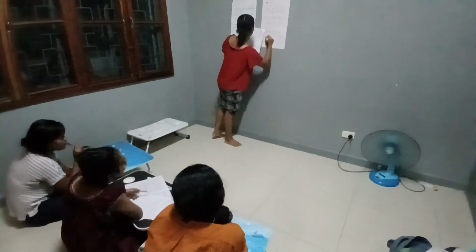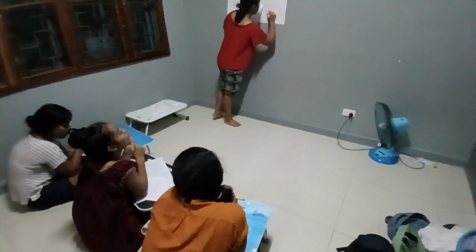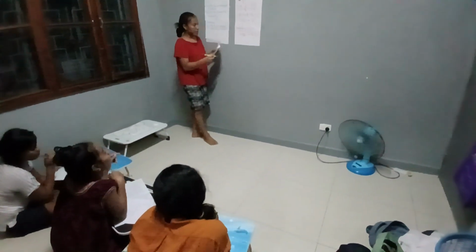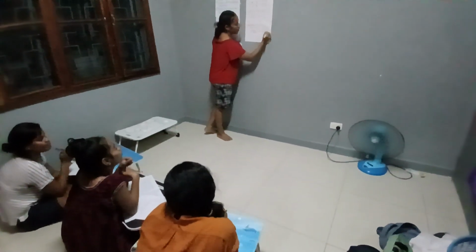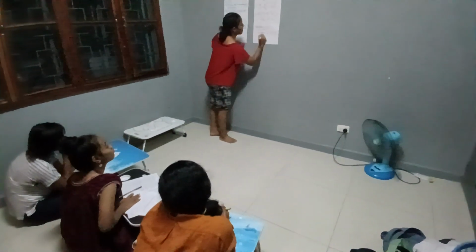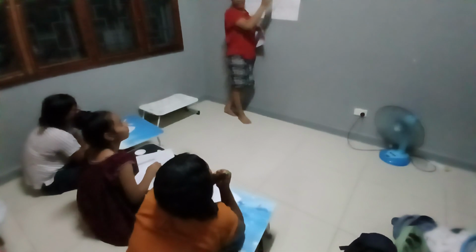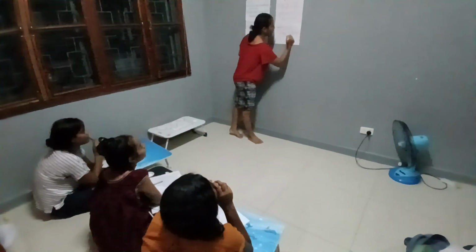Letter B, even number. 3 over 6. Good. We can simplify this to half, 1 over 2. And letter C, 0. Why 0? There is no 7 on the dice. When rolling a dice, there's only 1 to 6, right? There's no number 7 on the dice. That's why we get 0.